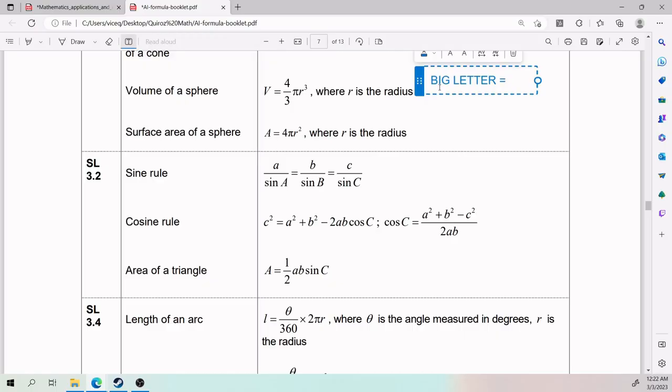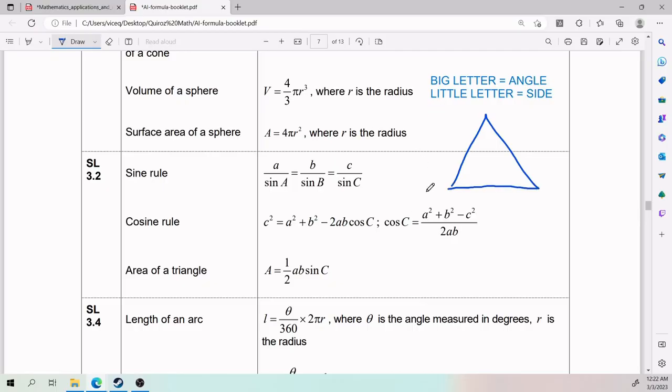Big letter equals angle. Little letter equals side, or distance, whatever. So if I go ahead and draw, say, a triangle like this, and I choose that this is angle A, then that means I have side little a. If I say that this is angle B, then I have side little b. If I say that this is angle C, that means I have side little c on the other end. So that is why there's big letters and little letters in this case.